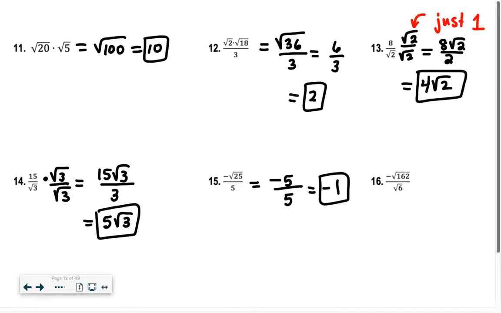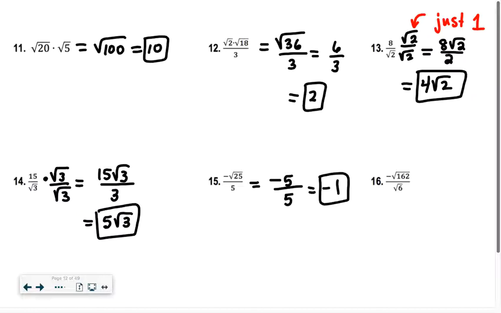This one's a little gross. You could multiply by square root of 6 over square root of 6. Do we want to do that? Did you guys know that 6 actually goes into 162? Here's the way you can check to see if something's divisible by 6. Cam, wake up, write some notes. If something's divisible by 6, it's going to be both divisible by 2 and 3. How do I know 162 is divisible by 2? It's even, right? Okay, so I know it's divisible by 2.